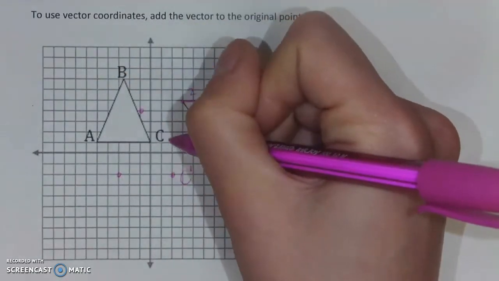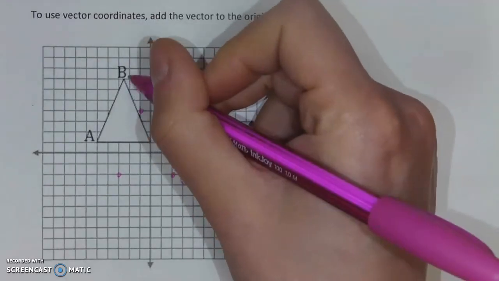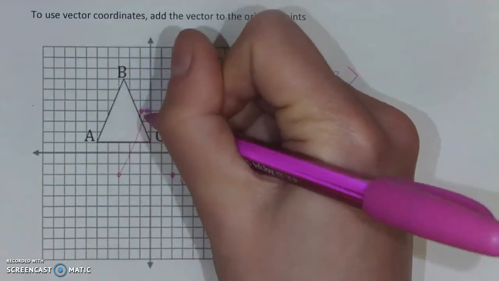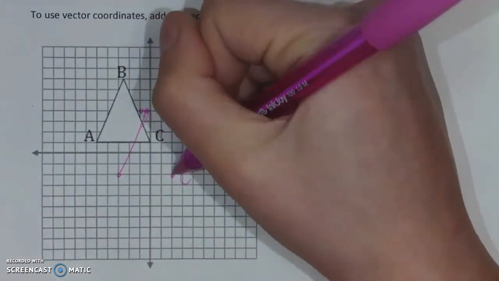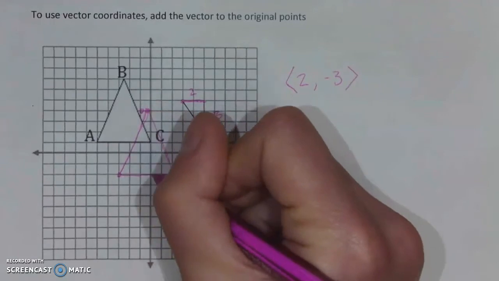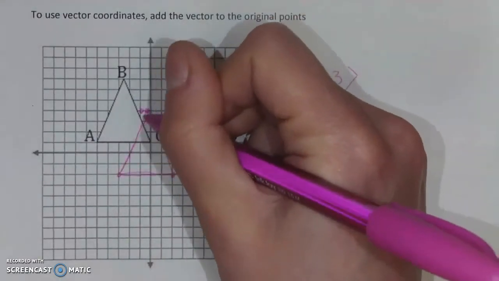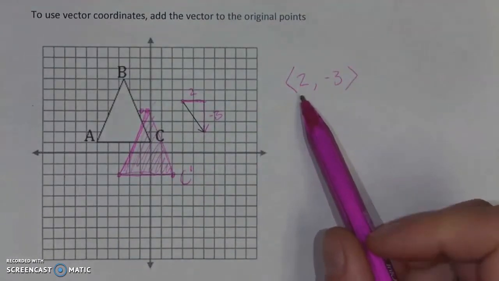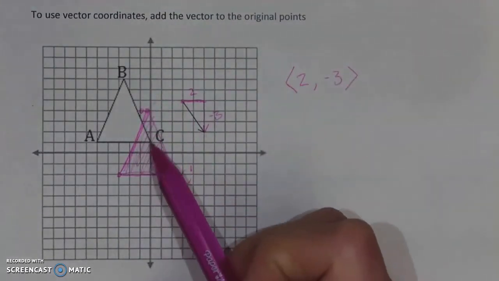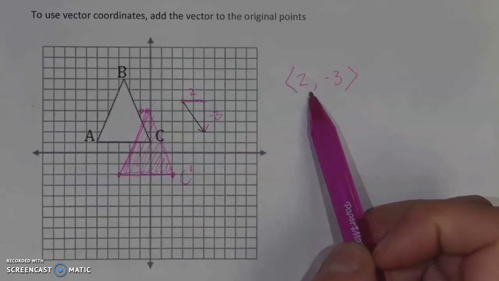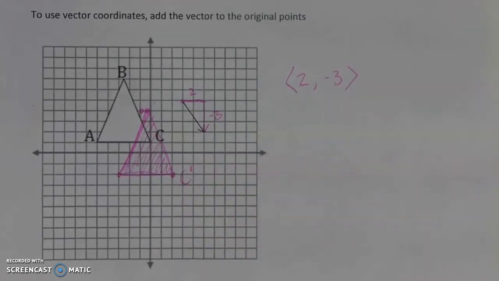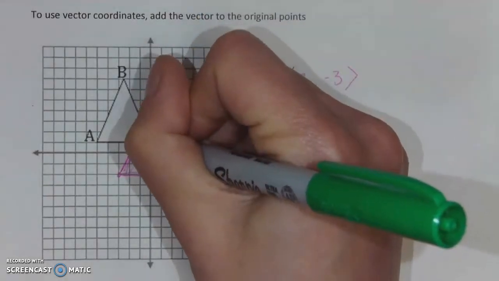However, sometimes, again, this is not going to be the easiest method to use, because maybe you're dealing with some really large numbers, or you don't actually have a graph, you just have the coordinates to work with. Well, don't worry, you can still use your vector coordinate. I could take my original C point, add the vector coordinate to it, and I should get where C prime is as my answer. So let's look at the original C.